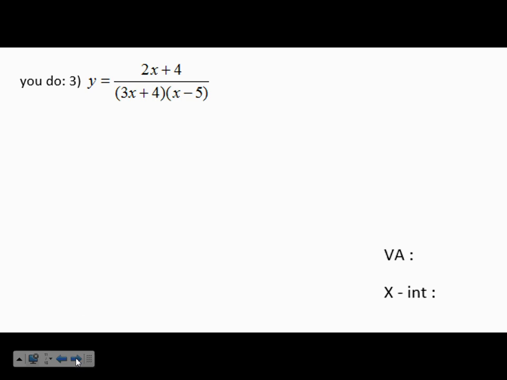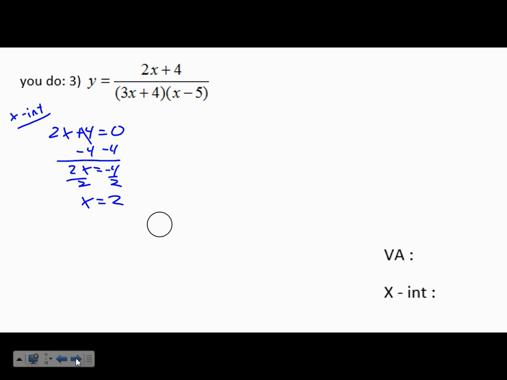So for this one, same thing. What makes your numerator equal to 0? This is your x-intercept. You could label that if you want. I haven't been, but if you want to be nice and organized, it wouldn't be a bad idea. So subtract 4, 2x is equal to -4, divide by 2, x is equal to -2. Again, if you can't do it in your head, write it out like I did. Because I've seen people all the time try to do a shortcut and do it in their head and they end up missing it. So I would just always show my work.